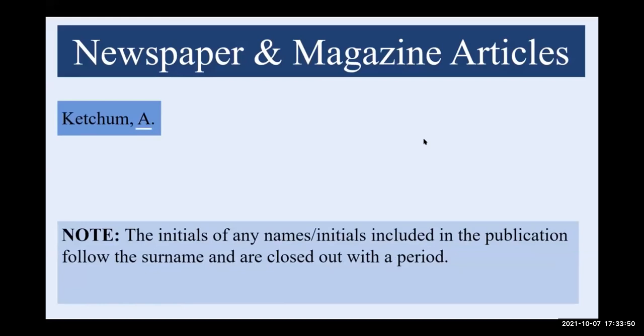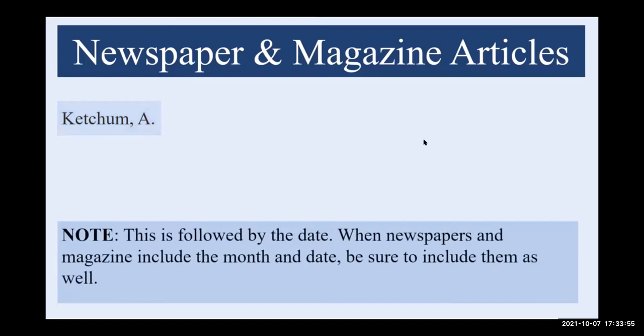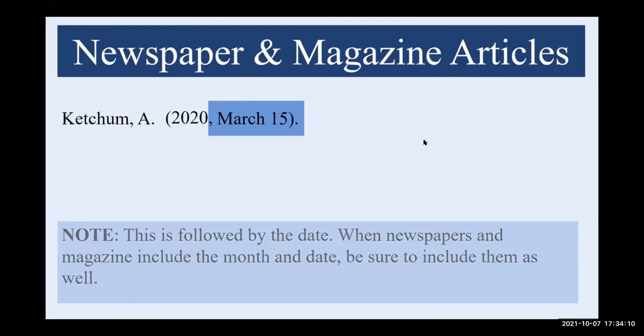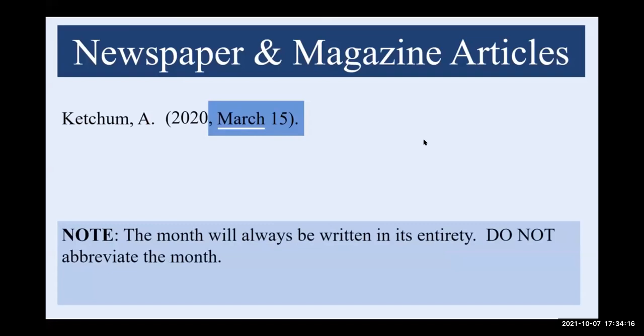Once we have addressed authorship, we then want to introduce the date. In most other references, we simply need the year of publication in parentheses. However, when newspapers and magazines include the month and date, as they often do, you must be sure to include that information as well. Keep in mind, the month will always be written in its entirety. Thus, you must not abbreviate the name of the month.